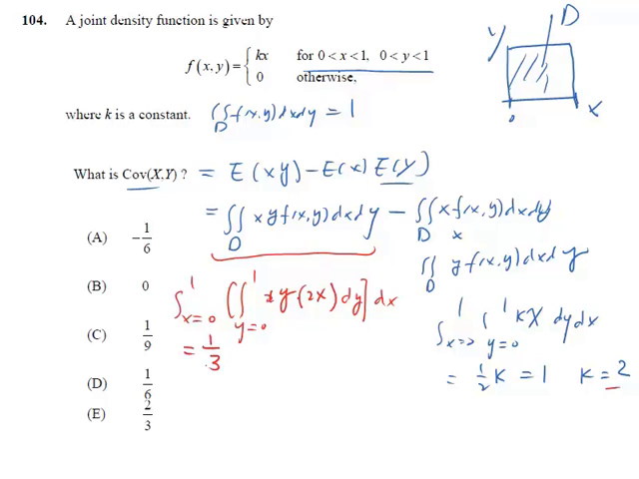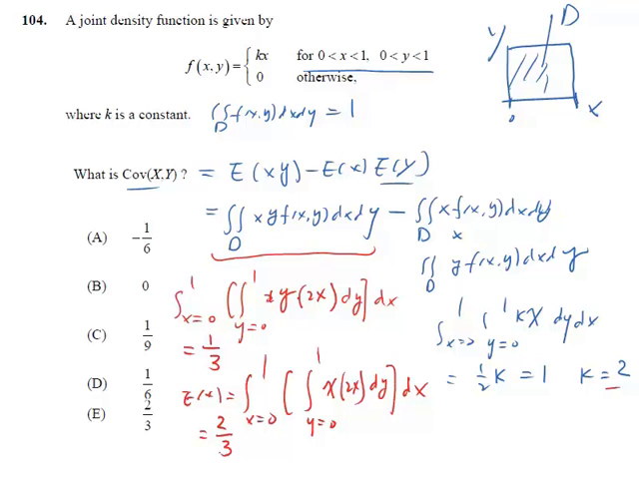Similarly, you can do the integral for E[X]. Your E[X] equals the integral of x from 0 to 1, dx, and y from 0 to 1, dy. Same integral, and the only thing different here is x times 2x. You can do the integral on your own and you get that E[X] is 2/3.